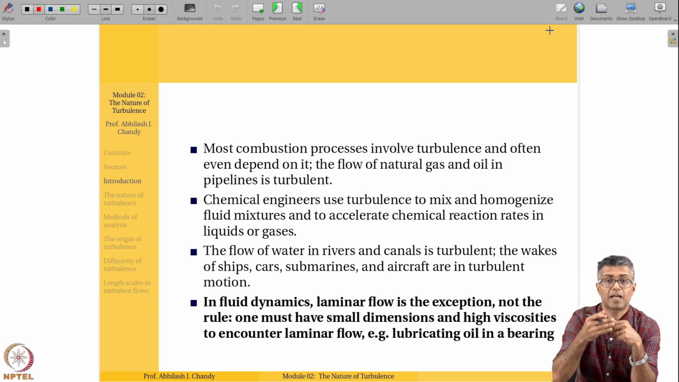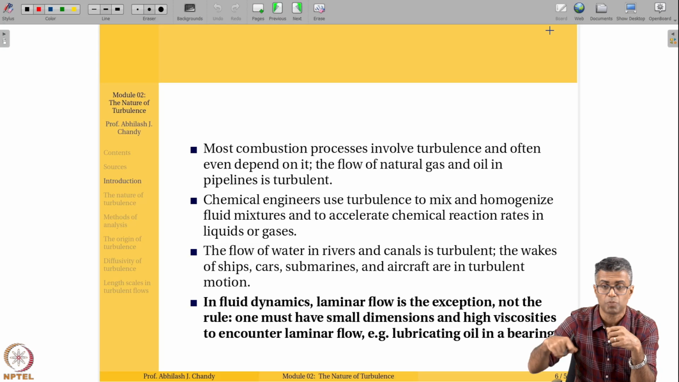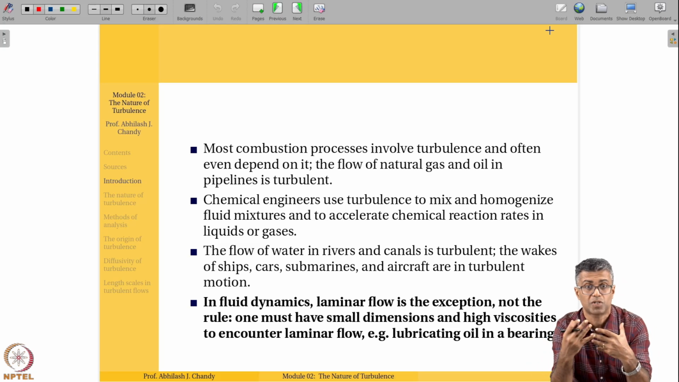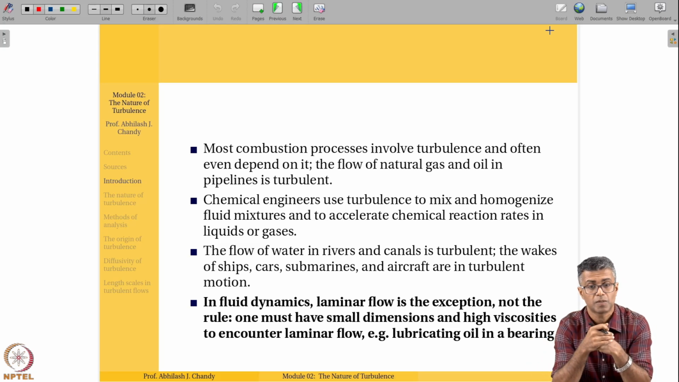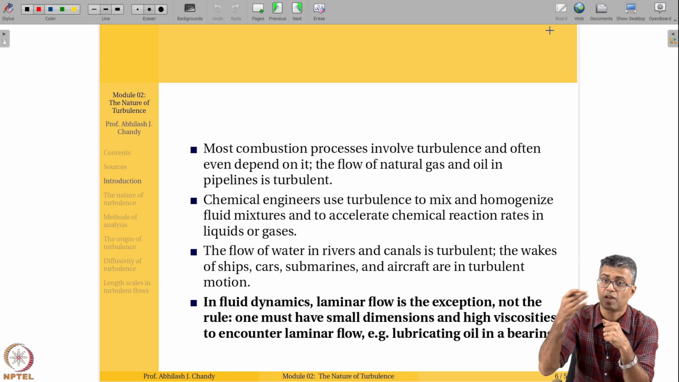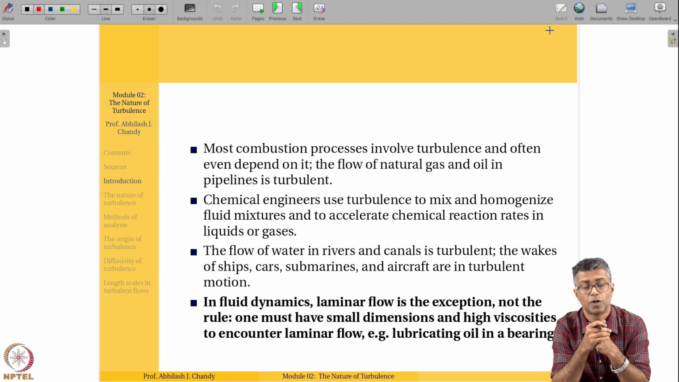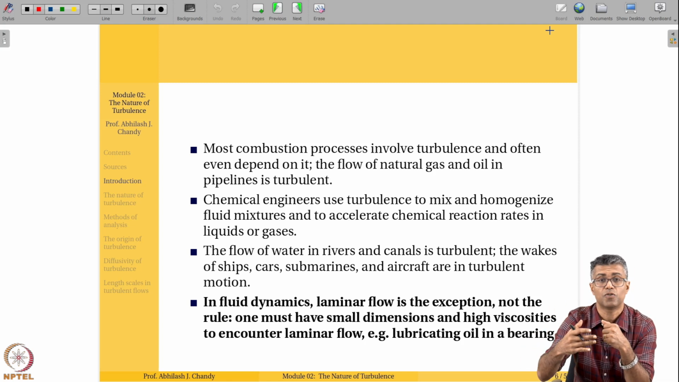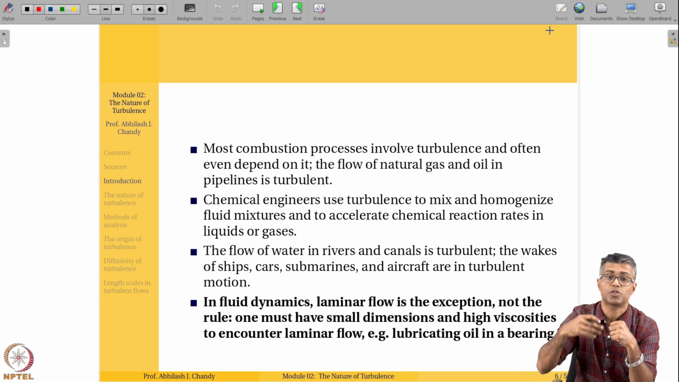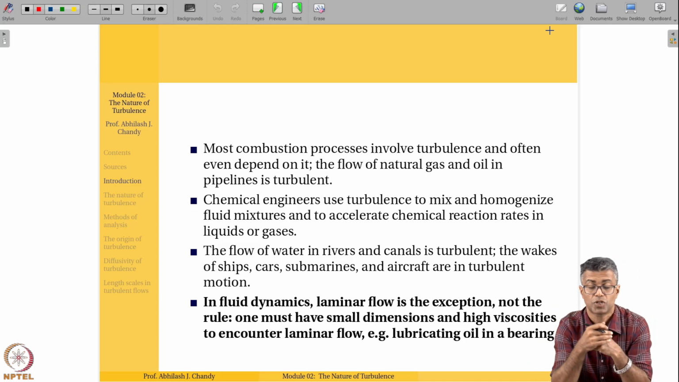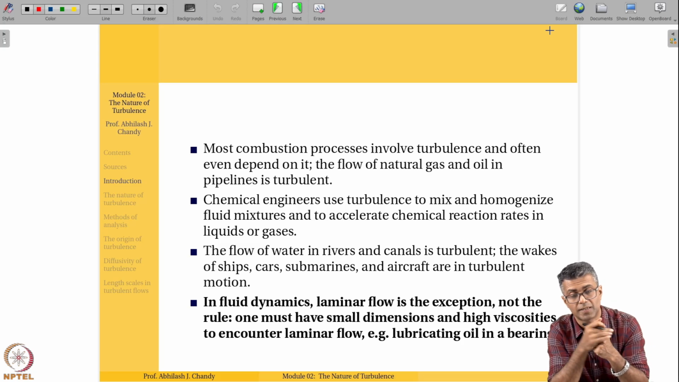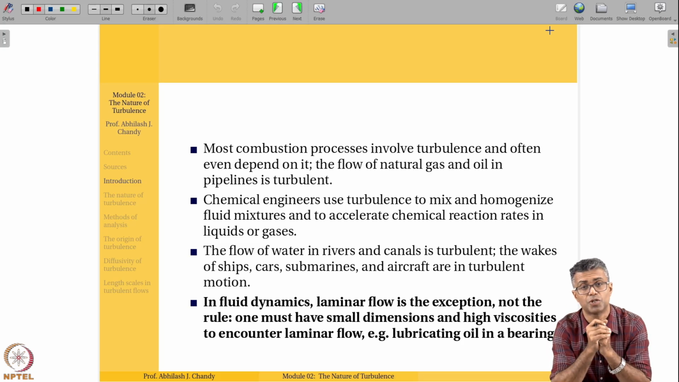Just like that, chemical engineers would want the mixing to be turbulent so that the process can be more efficient and more time can be saved. This could sometimes involve chemical reactions as well. In that case, your mixing determines the rate at which they react. So if a reaction is involved, in order to increase the efficiency, you want the mixing to be faster. Those are some examples in engineering.